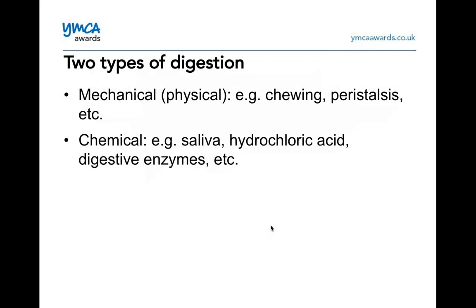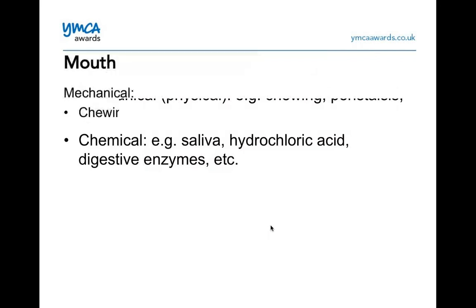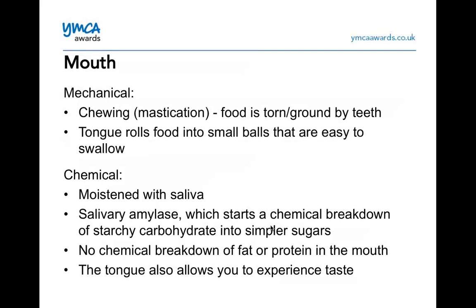So there's two types of digestion. You've got mechanical, which is chewing, and chemical, which is your saliva, hydrochloric acid and digestive enzymes. So mechanical: with chewing, food is torn and ground by the teeth, and the tongue rolls food into small balls that are easy to swallow, whereas the chemical is moistened by saliva. This chemical action begins the breakdown of starch carbohydrates into sugar molecules. There's no chemical breakdown of fats or protein in the mouth. The tongue also allows you to experience taste, obviously.